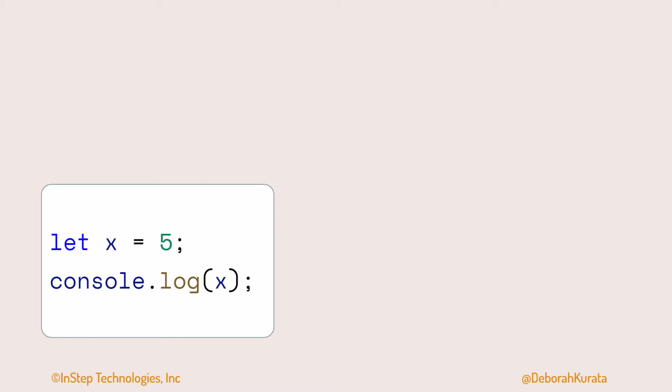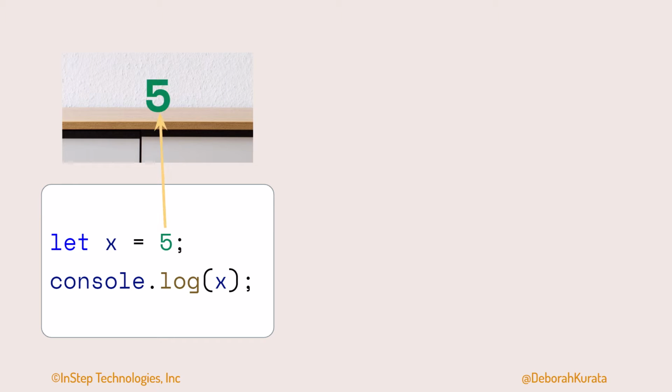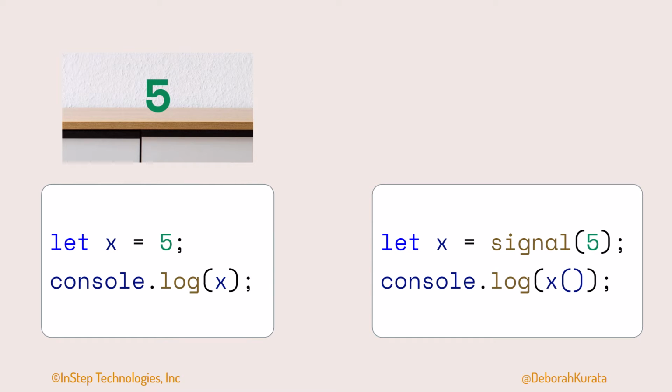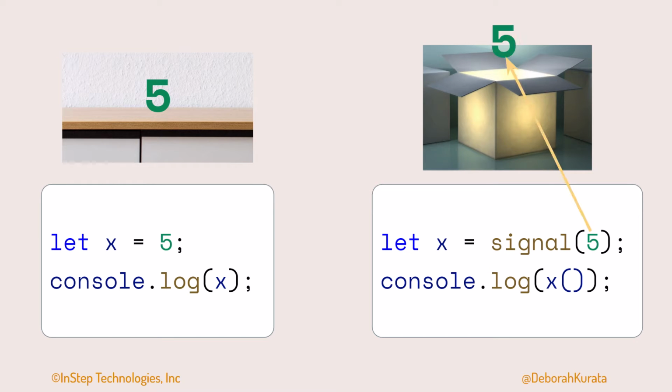With imperative code, when we declare a variable, that variable is available to any code within scope. It's like putting that value on a shelf. Any code can look at that shelf and read the value, but the value doesn't react to any other variable changes. With signals, when we declare a signal, that signal value is encapsulated. It's like putting the value in a box. When the signal changes, the box glows, providing notification of the change. Any code that references the signal is notified of the change and can react appropriately.